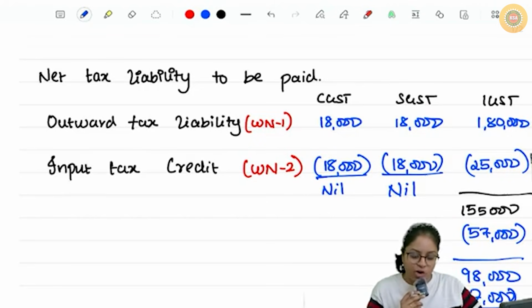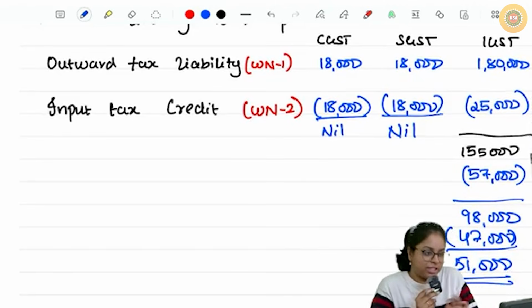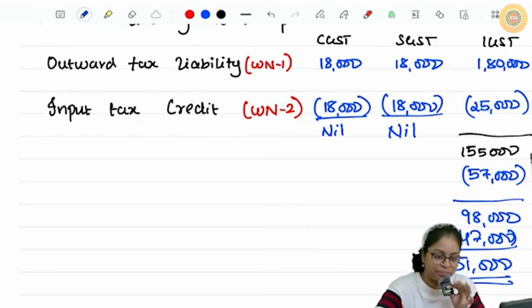Right? So this is the order of set off. That's the only thing you have to be careful about in this question. Otherwise, it's a very plain vanilla question. I hope it was clear. Now let's move on to the next question.